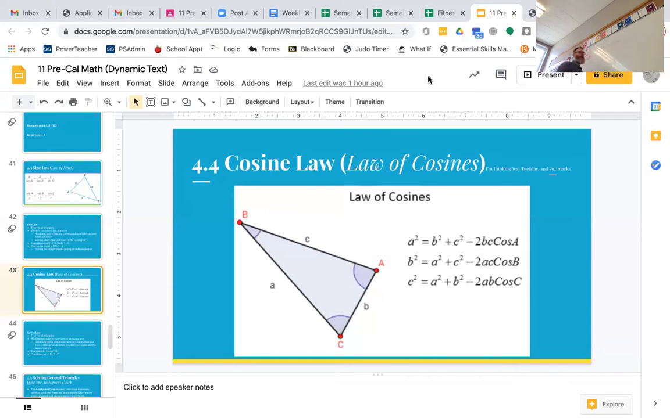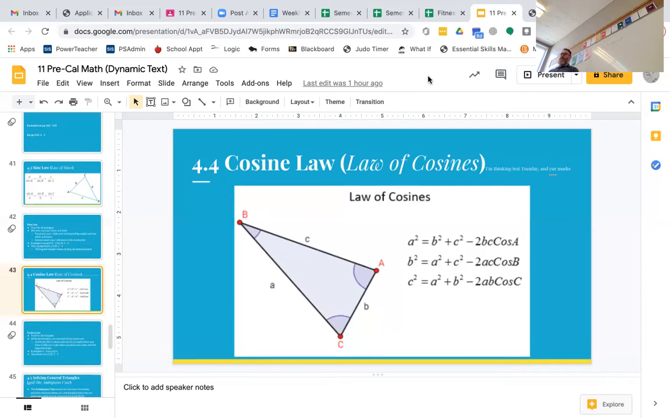2bc cos A, as in multiplication. Yes. 2 times b times c times the cos of A.